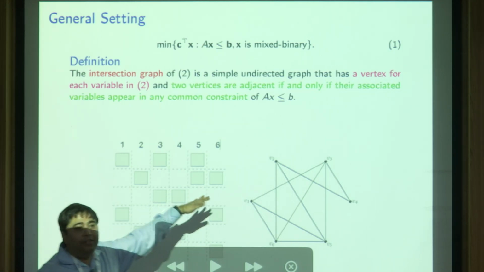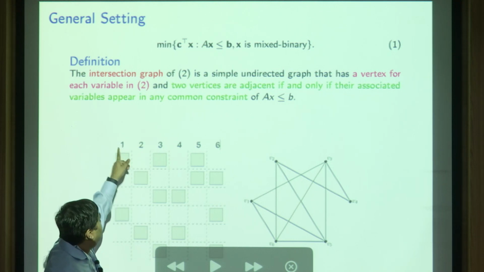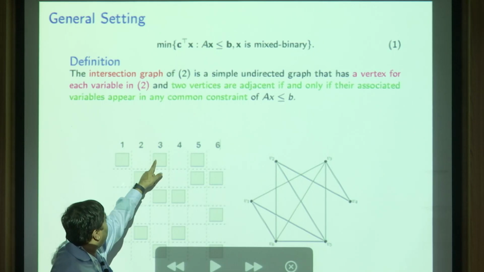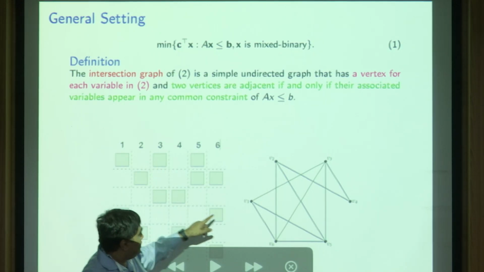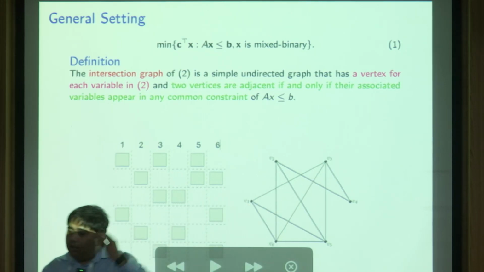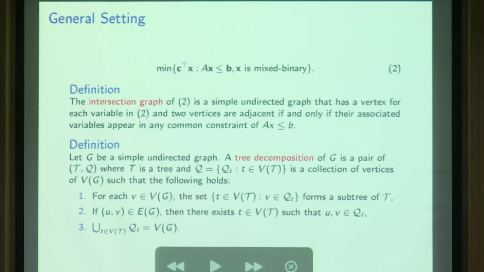Intersection graph of the adjacency. In other words, there is a node in this graph for every variable, and when variables 1 and 2 have non-zero coefficients in a constraint, or 1 and 3, there's an edge between 1 and 3. Then what you can do is take this intersection graph and construct what is called a tree decomposition of this.